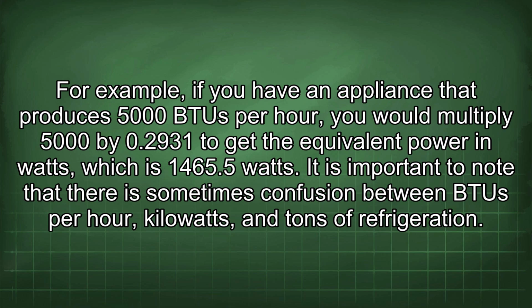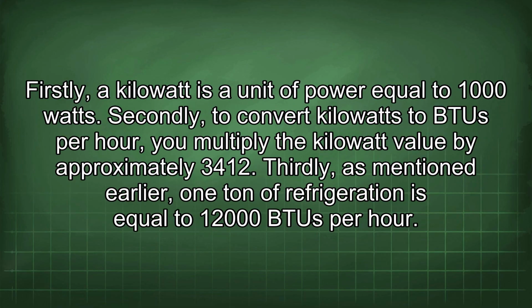For example, if you have an appliance that produces 5,000 BTU per hour, you would multiply 5,000 by 0.2931 to get the equivalent power in watts, which is 1465.5 watts. It is important to note that there is sometimes confusion between BTU per hour, kilowatts, and tons of refrigeration. Firstly, a kilowatt is a unit of power equal to 1000 watts. Secondly, to convert kilowatts to BTU per hour, you multiply the kilowatt value by approximately 3412. Thirdly, as mentioned earlier, 1 ton of refrigeration is equal to 12,000 BTU per hour.